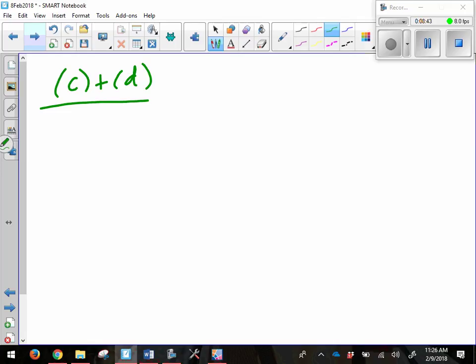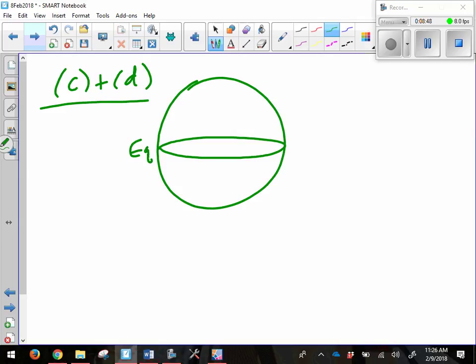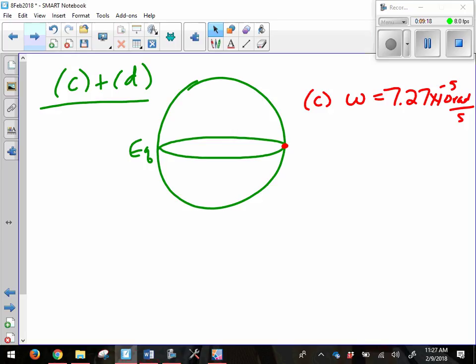The equator. Okay, so again, here's my Earth, here's my equator, and now I've got a point here. So really, for part C, omega is pretty easy, right? Because what do I know for a rigidly rotating object, Maddie? Omega is the same no matter what. So this is going to be 7.27 times 10 to the negative 5 radians per second. Right? We all agree?